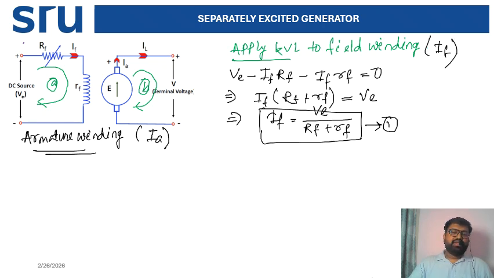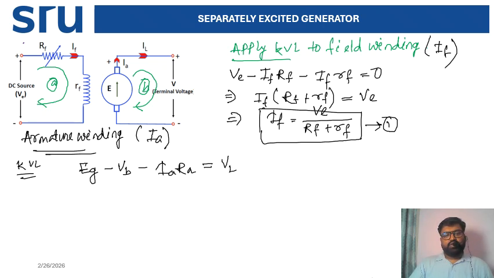Now similarly we will apply KVL. Then apply KVL means what we are getting, you see the equation, that is your generated EMF EG minus, we can write the gross voltage drop. You can write here, that is gross voltage drop PV minus again. And we know that armature having some resistance RA minus RA is equal to the load voltage. Right? All the voltages are there equal to the load voltage.